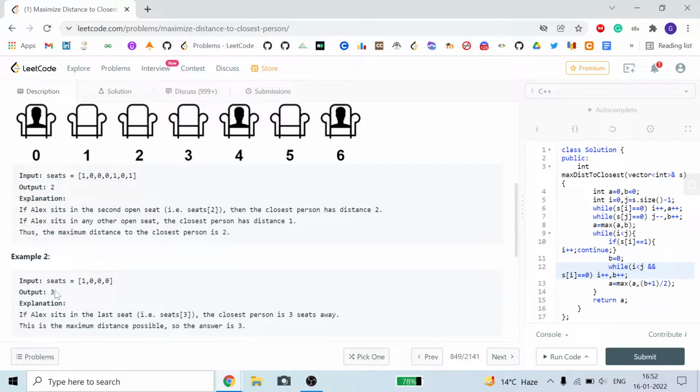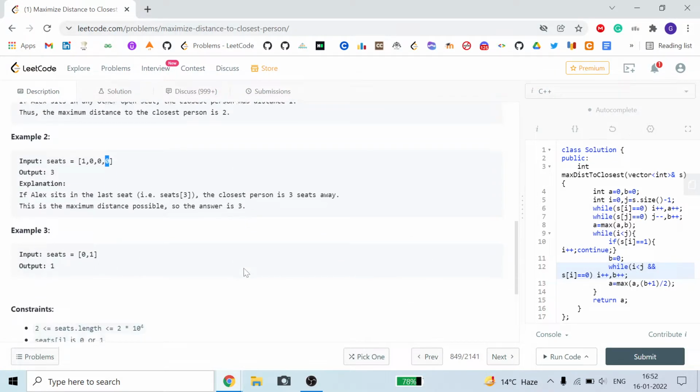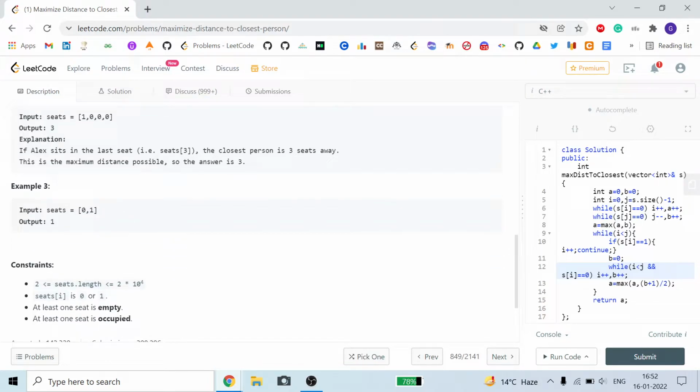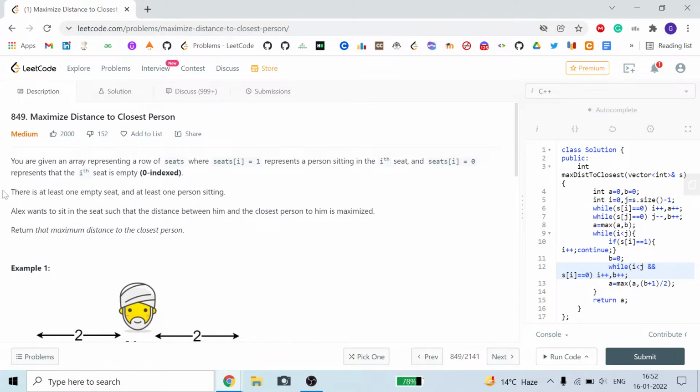In this case the answer is equal to 3 because we can put Alex here. So the maximum distance is 0, 1, 2, 3, 3 minus 0 is equal to 3. In this case the maximum distance is equal to 1. We put him here and the maximum distance will be equal to 1. Okay, so this is the constraint: at least one seat empty, one occupied. This is given as a constraint that I have already read in this description paragraph.